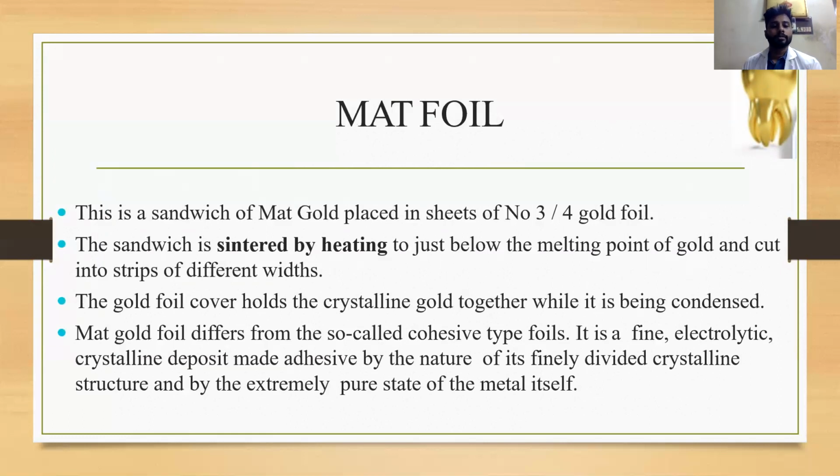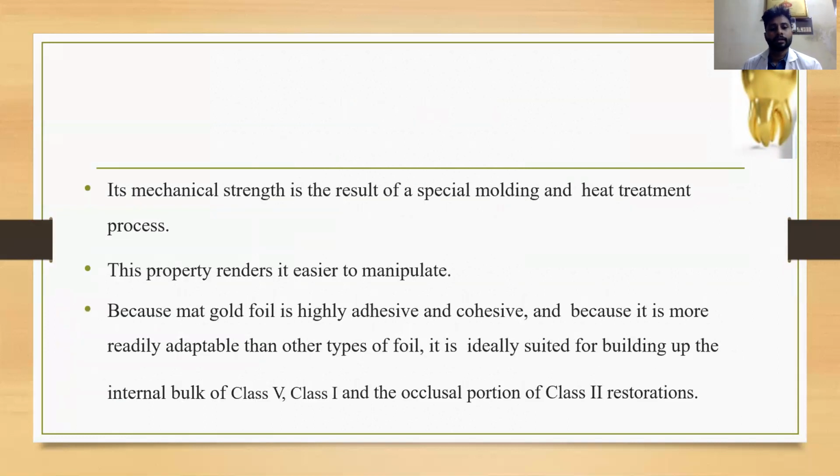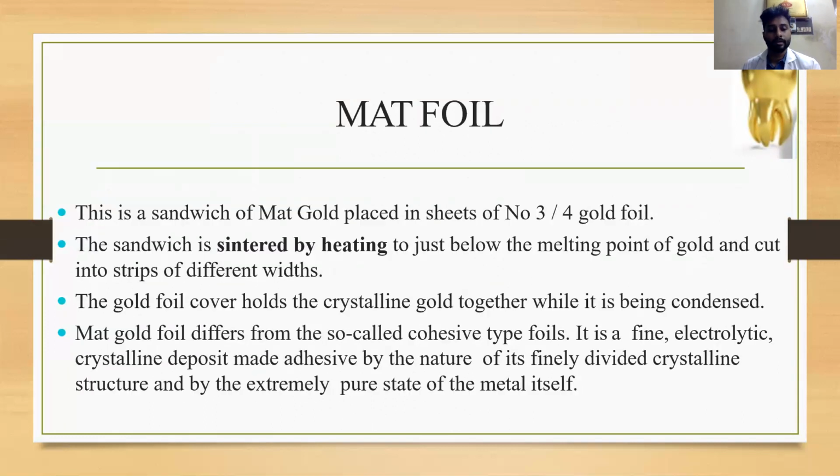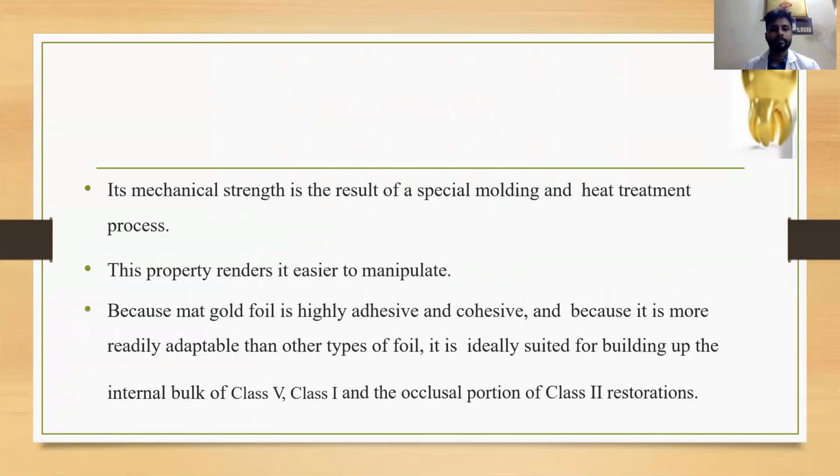So moving on to matte foil. This is a sandwich of matte gold placed in a sheet of number 3 or 4 gold foil. The sandwich is sintered by heating to just below the melting point of gold and cut into strips of different widths. The gold foil cover holds the crystalline gold together while it is being condensed. Matte gold foil differs from the so-called cohesive type foils. It is a fine electrolytic crystalline deposit made adhesive by nature of its finely divided crystalline structure and by the extremely pure state of the metal itself. Its mechanical strength is the result of a special molding and heat treatment process. This property renders it easier to manipulate.